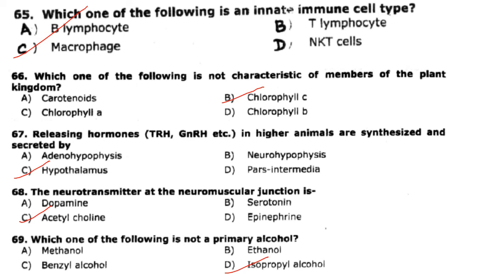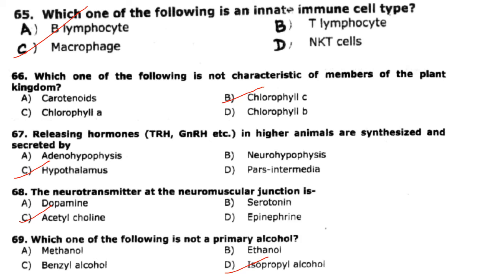Then next one. Which one of the following is not characteristic of members of the plant kingdom? Carotenoids, chlorophyll C, chlorophyll B, chlorophyll A. Chlorophyll C is not characteristic of members of the plant kingdom. Releasing hormones TRH, GnRH in higher animals are synthesized and secreted by the hypothalamus. Answer is option C. The neurotransmitter at the neuromuscular junction is acetylcholine. Answer is option C.